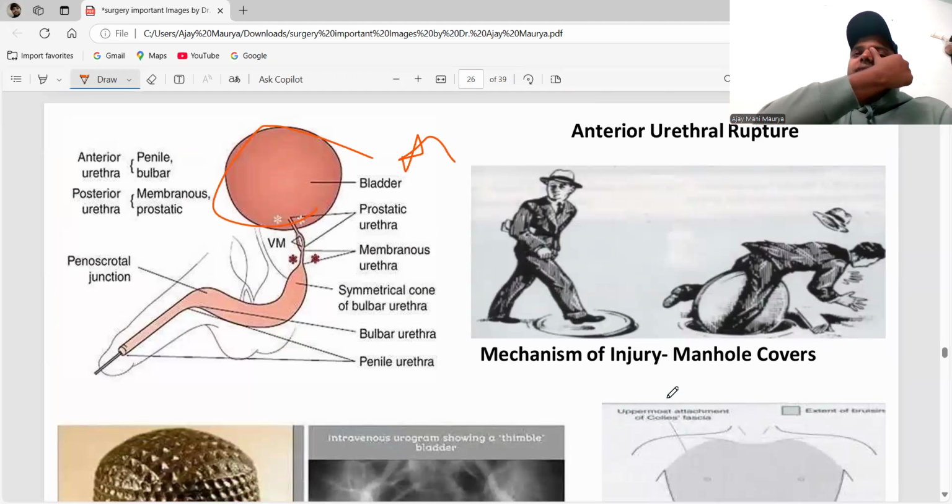Okay, now the most common is the membranous. The most common injury is the membranous urethra. Now bulbar. Okay, now the most common injury is the bulbar urethra, guys. Remember, okay.